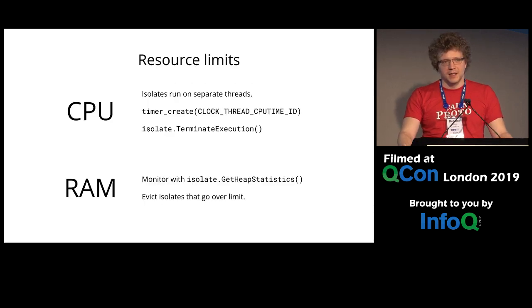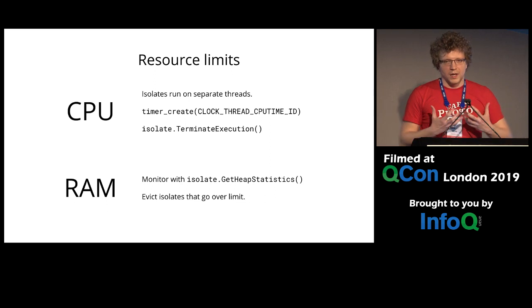We need to make sure that an isolate can't consume all of the resources on a system, and there's a couple of ways that we do that. For CPU time, we limit each isolate to 50 milliseconds of CPU execution per request. The way we do that is through the Linux timer_create system call, which lets you set up to receive a signal when a certain amount of CPU time has gone by. From that signal handler, we can call a V8 function called terminate execution, which will cancel execution wherever it is. If you have just a while true, open brace, close brace infinite loop, it can still cancel that. It essentially throws an uncatchable exception. Then we regain control, and we can error out that request.